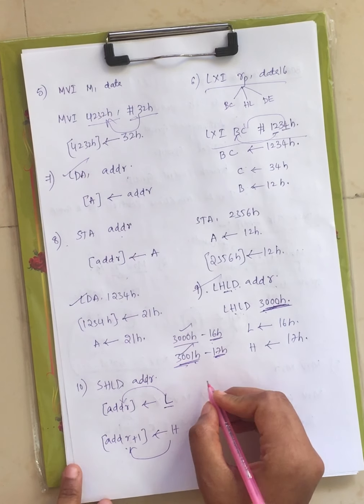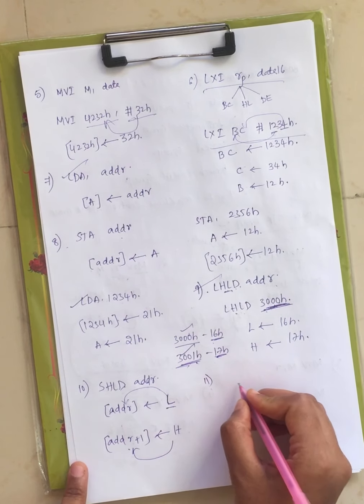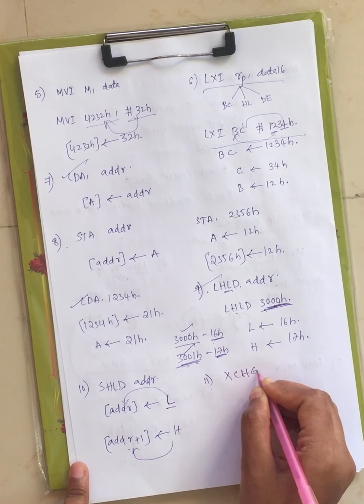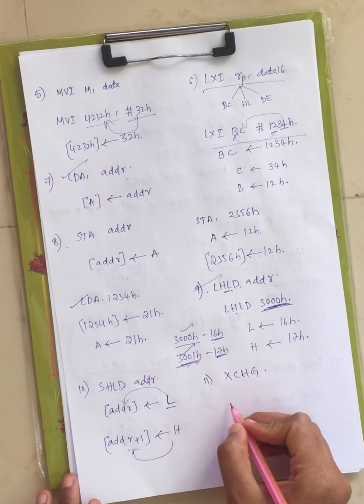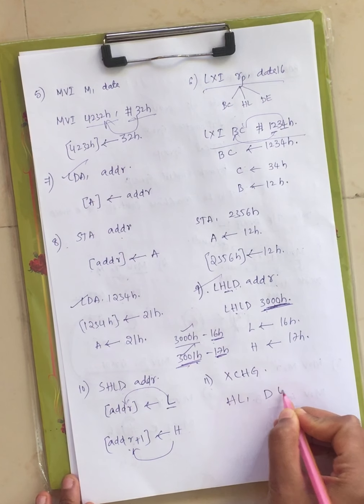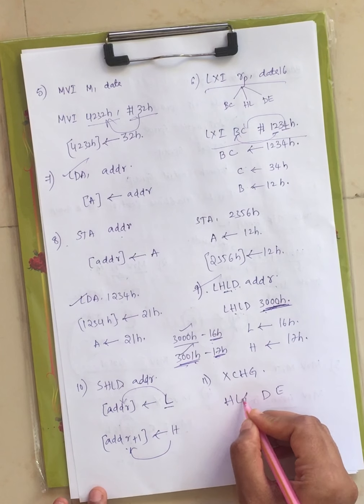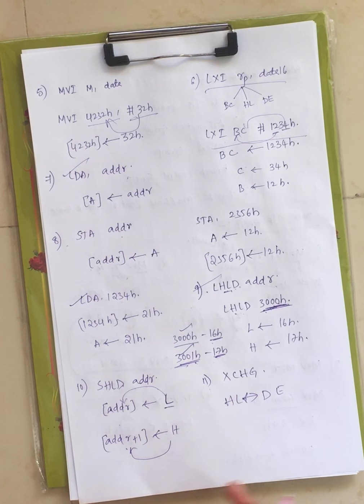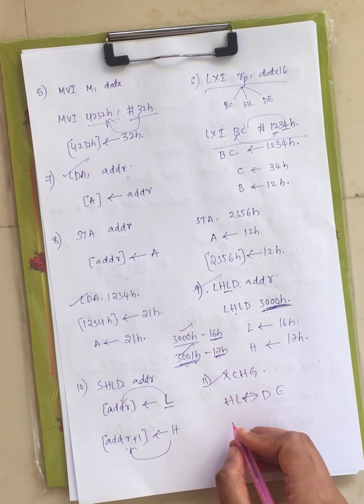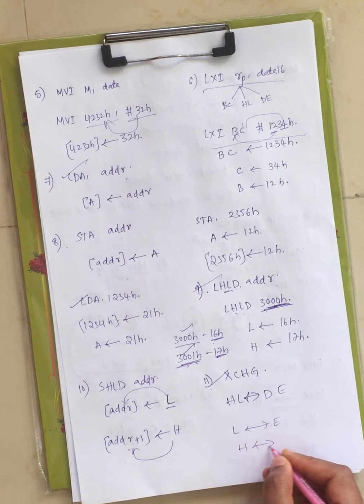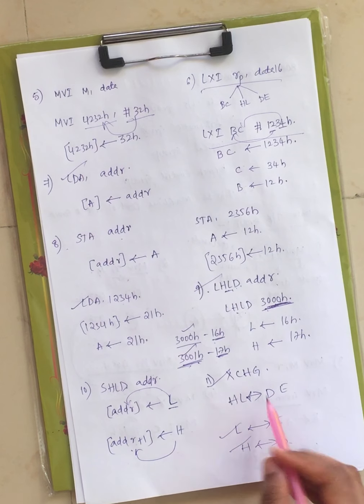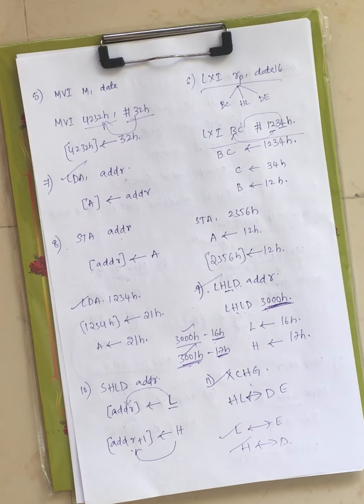Now coming to the 11th instruction, XCHG, which indicates exchange, right? This instruction is used to exchange the contents of the HL pair with the DE pair, right? You have the HL register pair and you have the DE register pair. In order to exchange the contents of these two register pairs, we have to use this instruction, right? L with E, H with D. In order to exchange these contents, we have to use this exchange instruction, right?